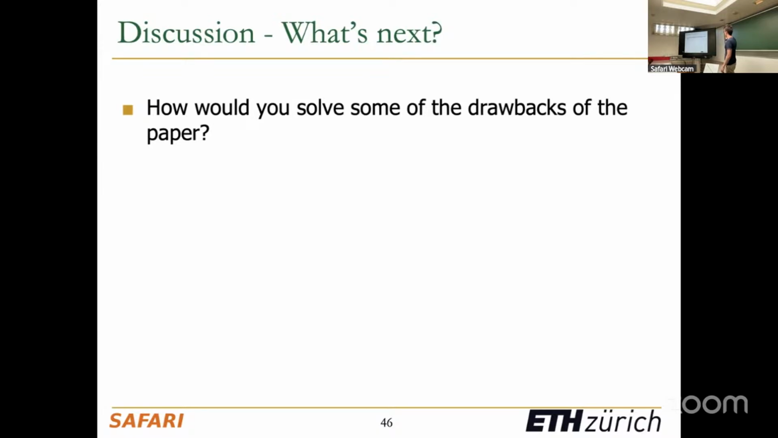Okay. So the first question is, how would you solve the drawbacks of the paper? The first thing I'm thinking of is this LPDDR bandwidth clogging. Could you think of a way of solving this memory bandwidth issue, maybe?